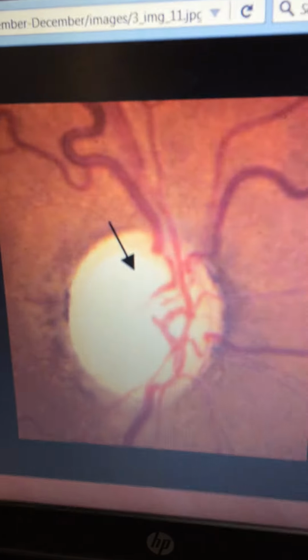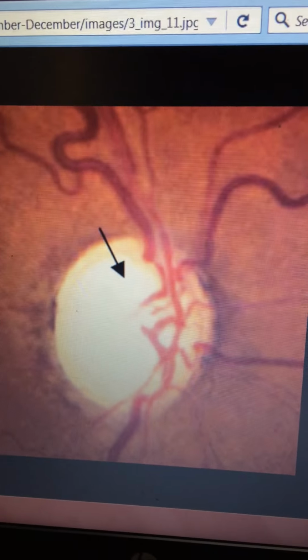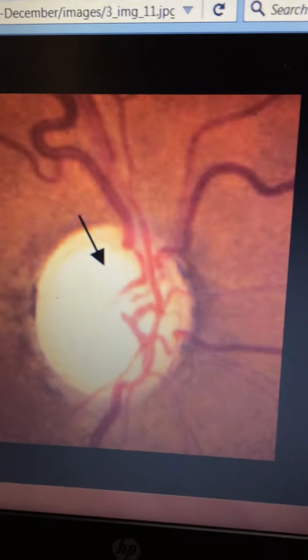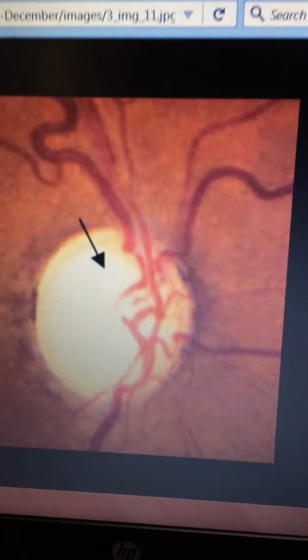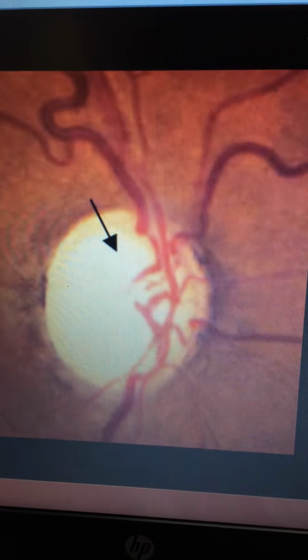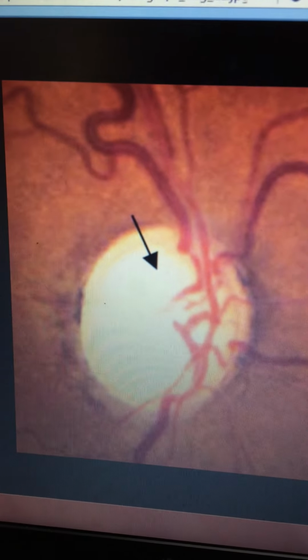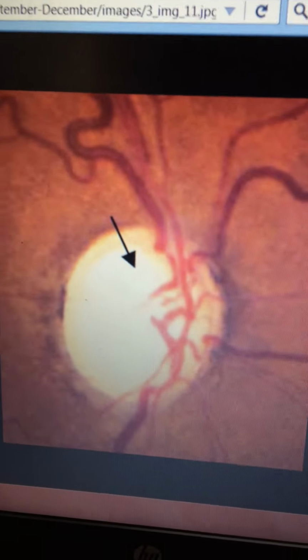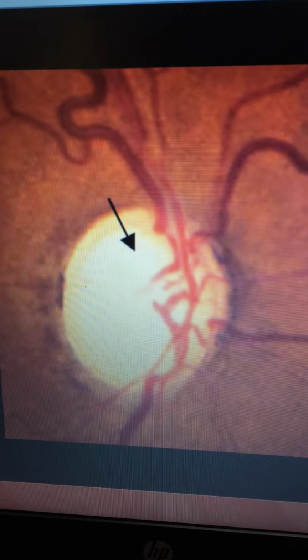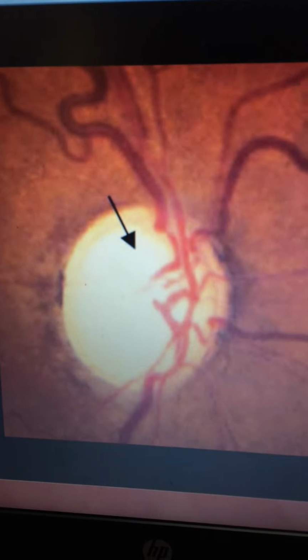So you can see here. This is what happens in the bayoneting sign. There's a shifting of the retinal vessels. There's a nasal shifting of the retinal vessels, and the vessel starts to break, and hemorrhage is also seen. This is the bayoneting sign, very specific for the advanced stage of glaucoma. You can see that there's a nasal shifting.